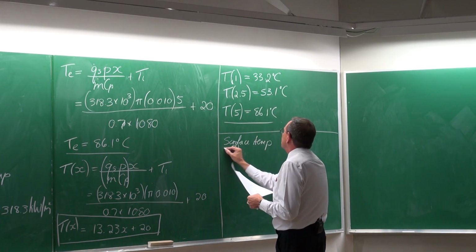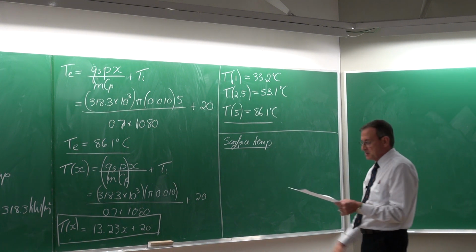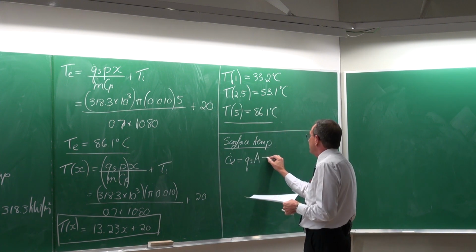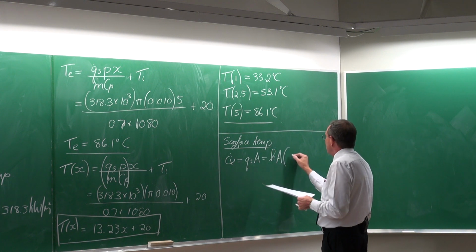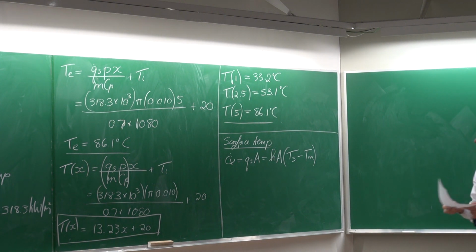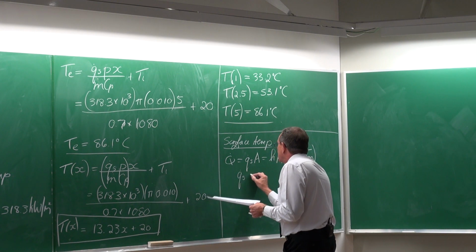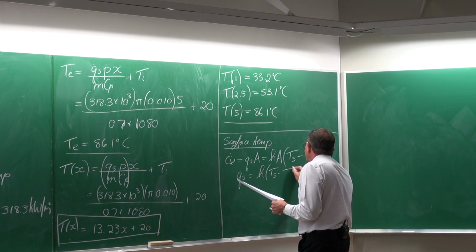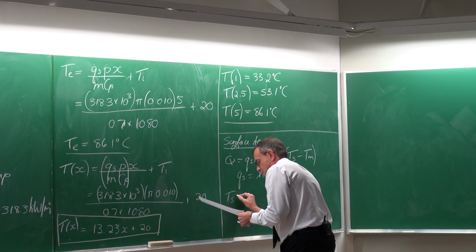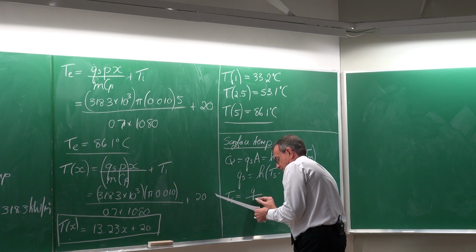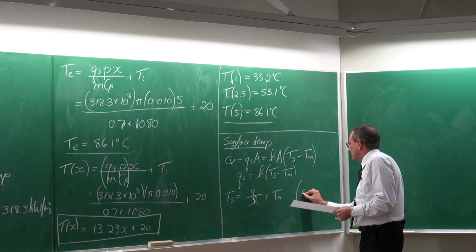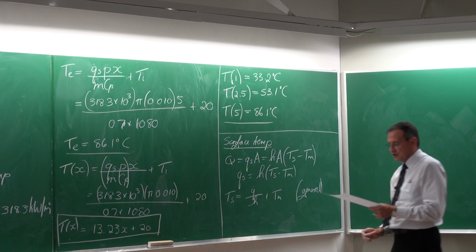Let's look at the surface temperature. The heat transfer rate is equal to the heat flux multiplied by the surface area. It's equal to the heat transfer coefficient multiplied by the area, multiplied by the temperature of the surface minus Tm, the mean temperature of the fluid. So the heat flux is equal to the heat transfer coefficient multiplied by Ts minus Tm. In general, the surface temperature is equal to the heat flux divided by the heat transfer coefficient plus Tm. So this is our general equation for the surface temperature.